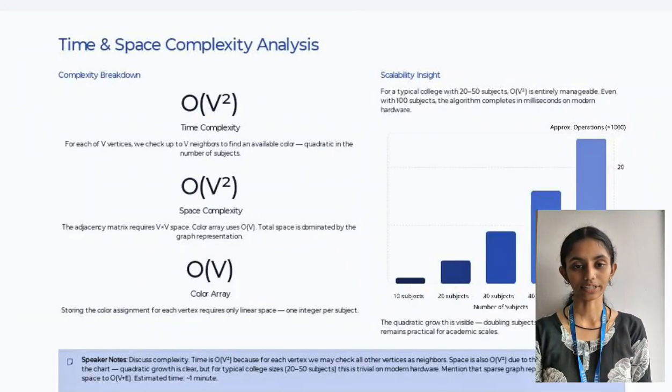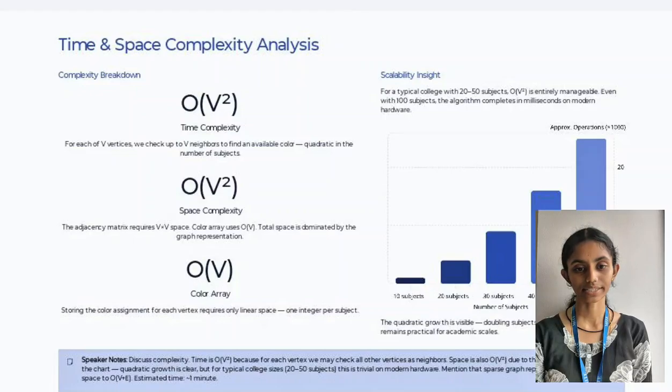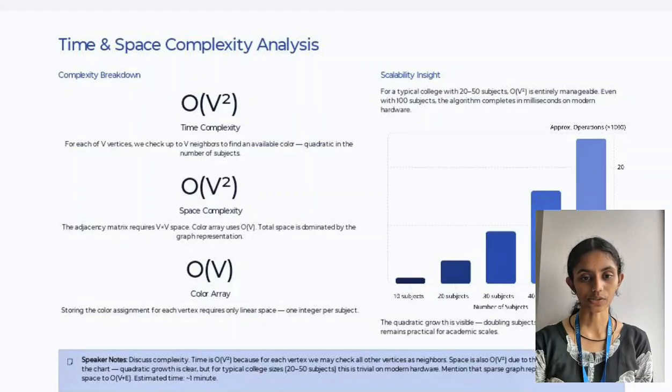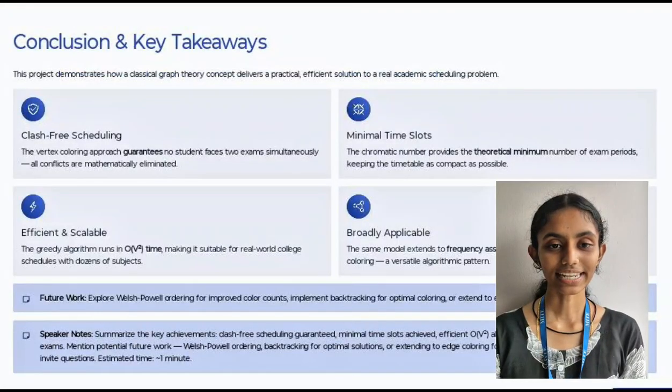Now I will explain the time and space complexity. This slide explains the efficiency of our algorithm. The time complexity is order of V squared because each subject is checked against other subjects to avoid conflicts. The space complexity is also order of V squared as we store the conflict information in a matrix. The color array requires only order of V space. The graph shows that even when the number of subjects increases, the algorithm remains practical and fast for college exam scheduling. Look at the last slide.